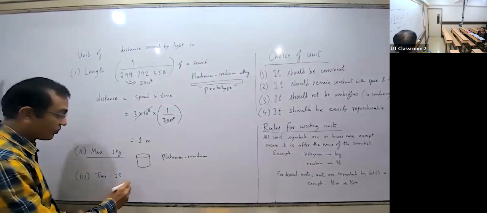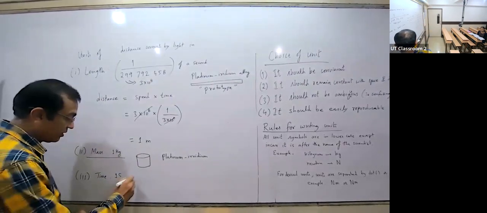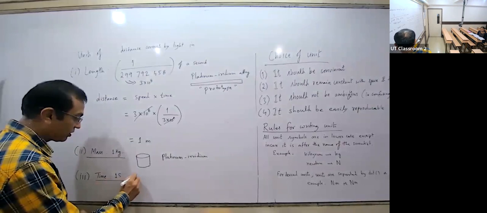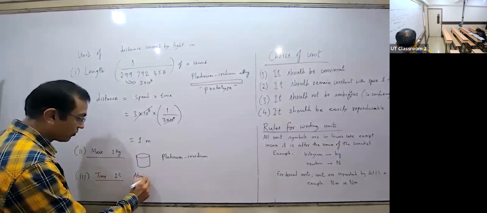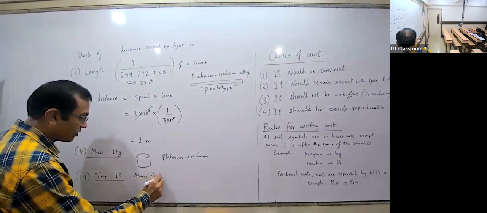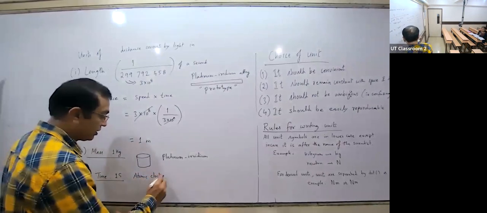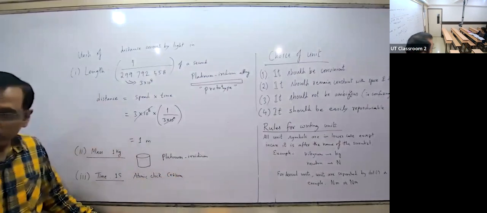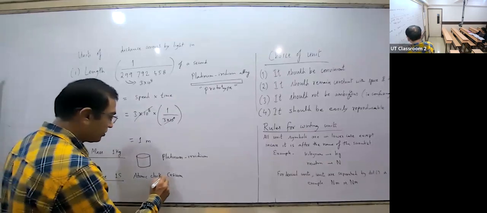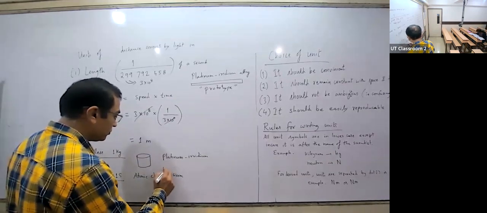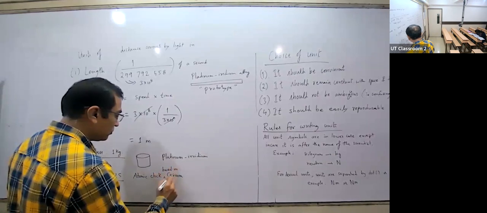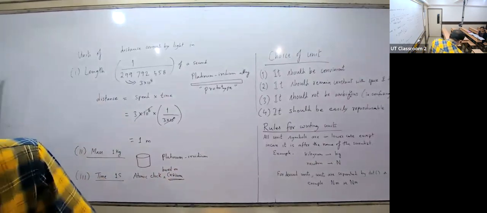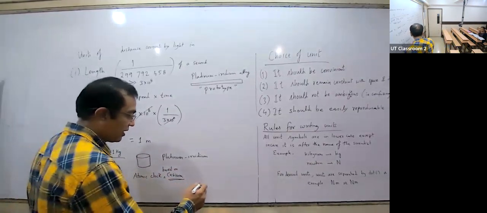Today we have a standard clock, which is the atomic clock. This is unheard of for you. It is based on cesium. Cesium atomic clock. Cesium is an element, one of the elements. You will learn in higher standards what happens with cesium.